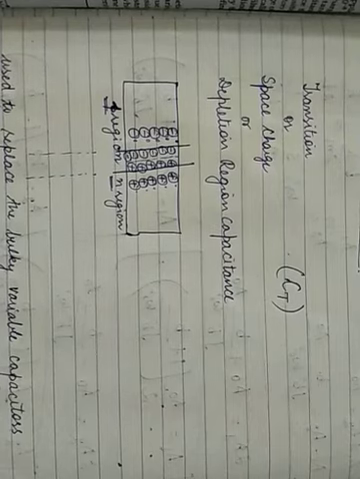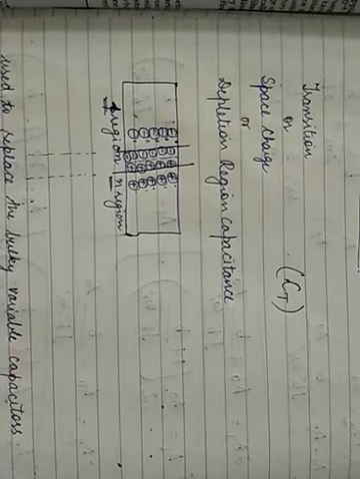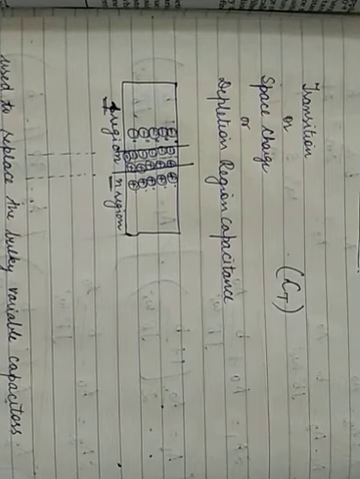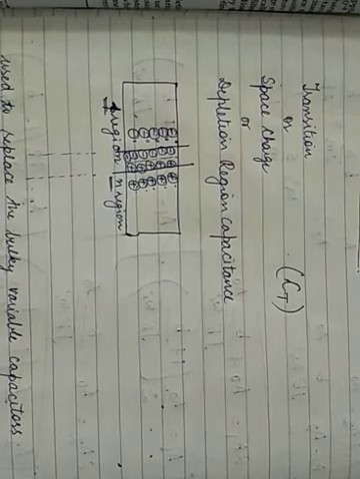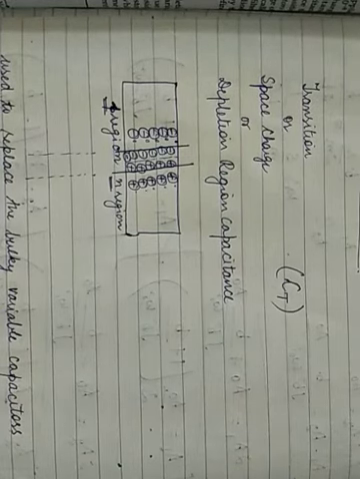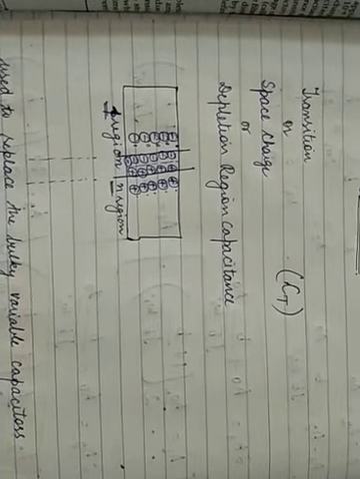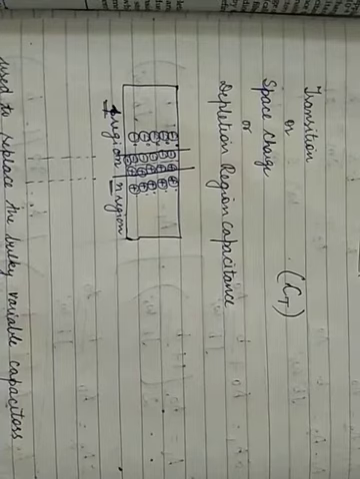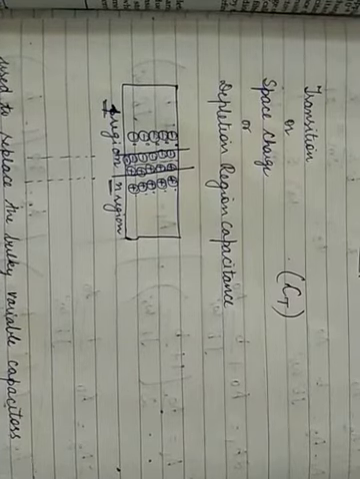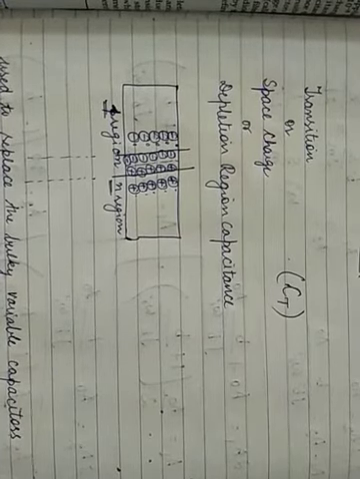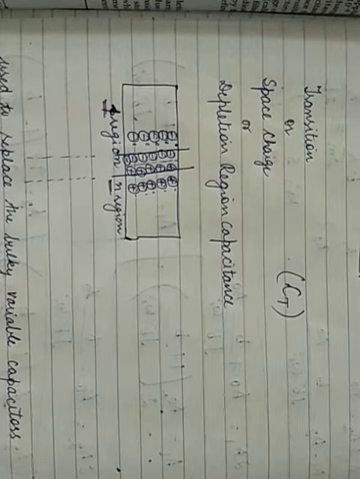Next topic is transition and diffusion capacitance. So there are basically two types of capacitances which are associated with PN junctions. One is the transition capacitance and the other is the diffusion capacitance. Both types of capacitance are present in forward as well as in reverse region, but one type overweighs the other in each region.